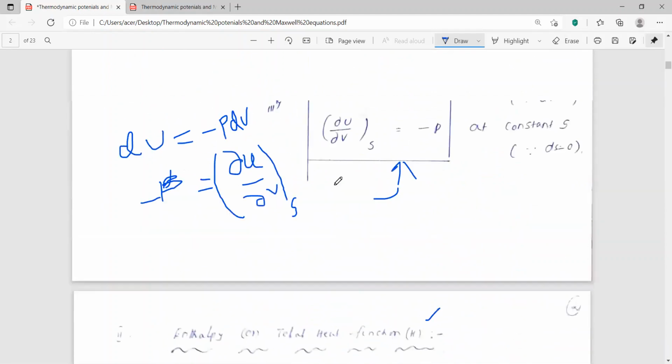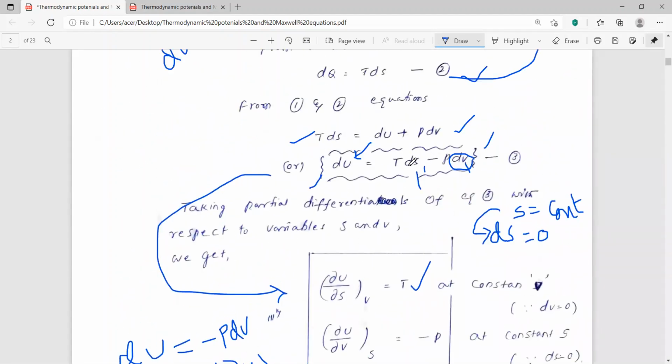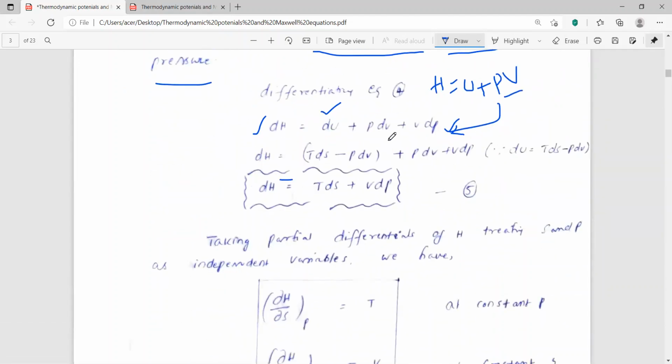So what is the equation for dU? You know well about that. dU equal to TdS minus PdV. So if you substitute this in this equation, dH equal to TdS minus PdV in the place of dU, and you can rewrite the other two terms as they are, plus PdV plus VdP. Here you have minus PdV and plus PdV. These both cancel each other. Then what are the remaining terms? dH equal to TdS plus VdP.